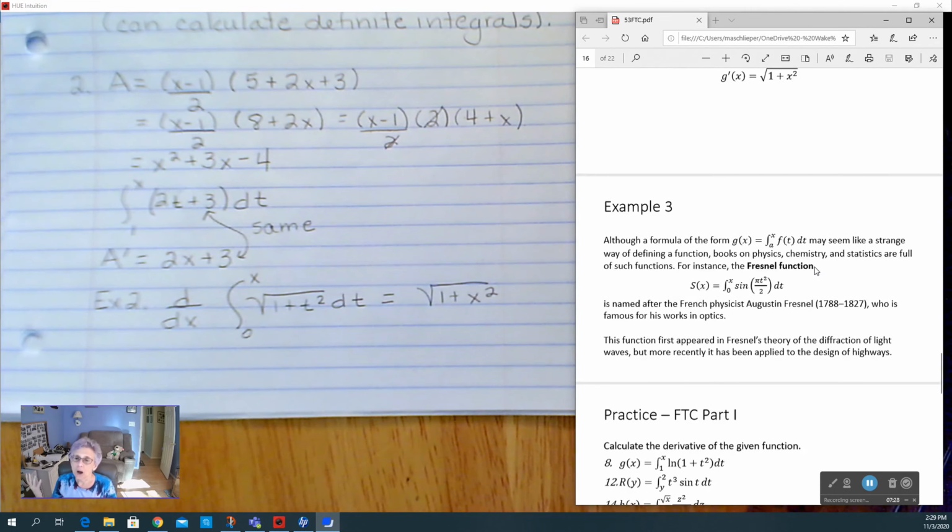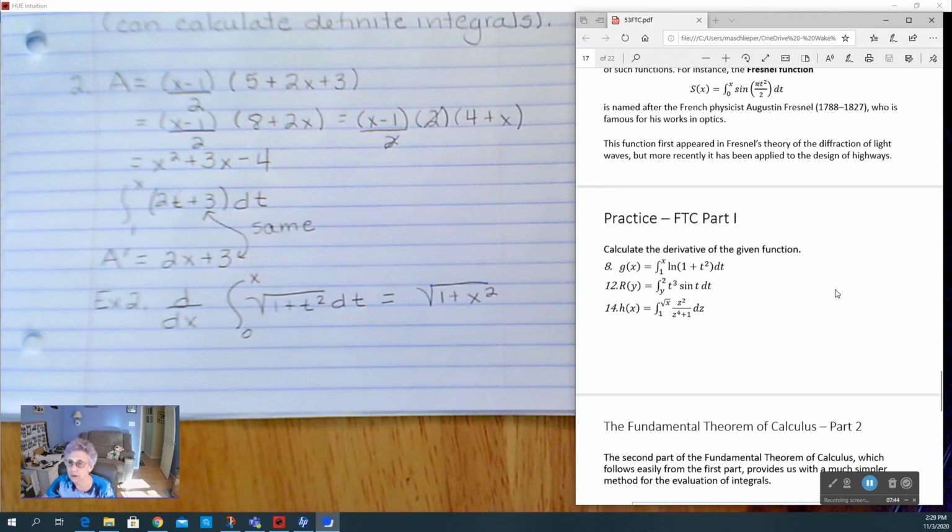You may ask, why in the world would you want to do such a thing? Example 3 just gives you a real-life application where they actually do define a function of the form, the integral from a to x of f of t. It's called the Fresnel function. But let's look at some examples.